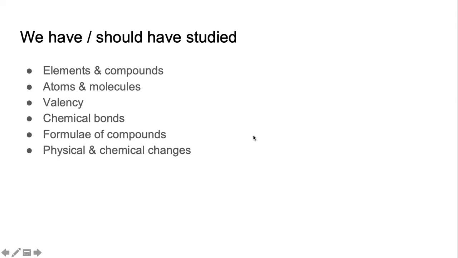Good. We have also studied something about physical and chemical changes. So these are the things that we should have studied before this chapter. So let us quickly revise what these things are: elements and compounds. You have already given me examples of elements and compounds.